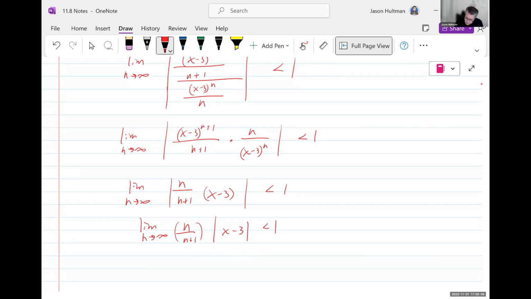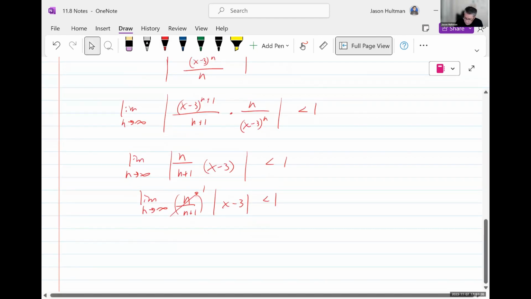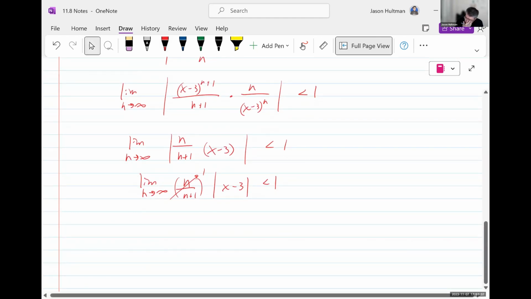And what is the limit of n over n plus 1? What does that go to? You can do some algebra on that, or you can just use L'Hopital's rule, and it becomes 1 over 1. So this thing will go to 1. The only thing the limit is acting on is the n. It doesn't act on the x variable. And so this is just the absolute value of x minus 3.